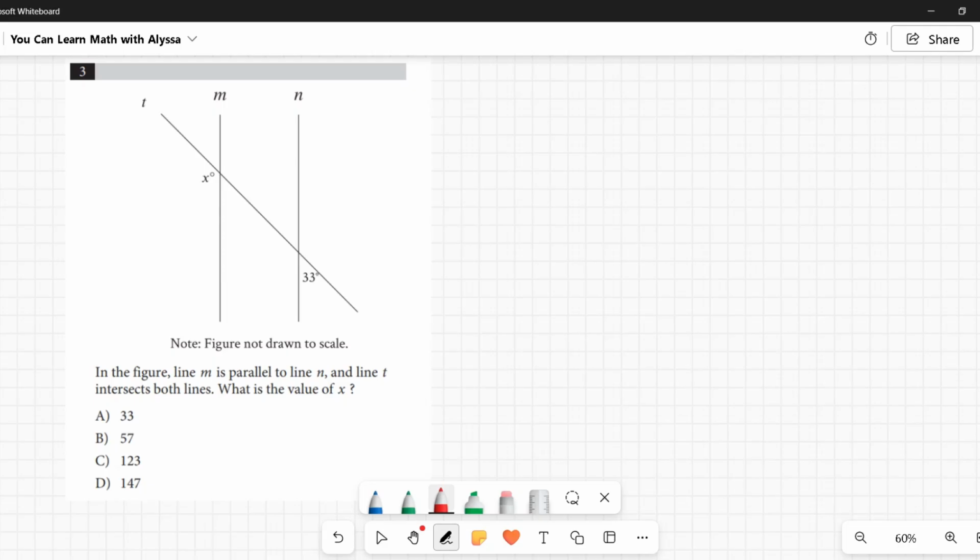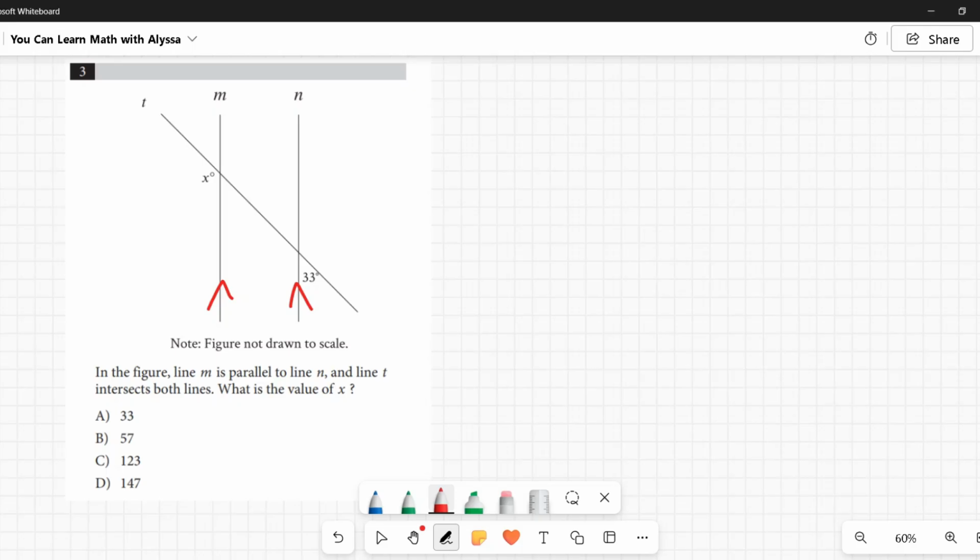In the figure, line M is parallel to line N. Okay, so line M, I didn't quite draw that little M and N. Those are parallel. That's how we indicate lines are parallel. M is parallel to line N, and line T intersects both lines. What is the value of x?